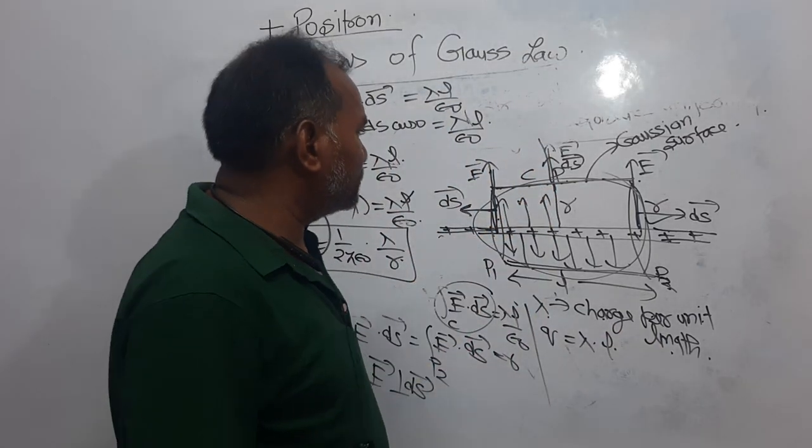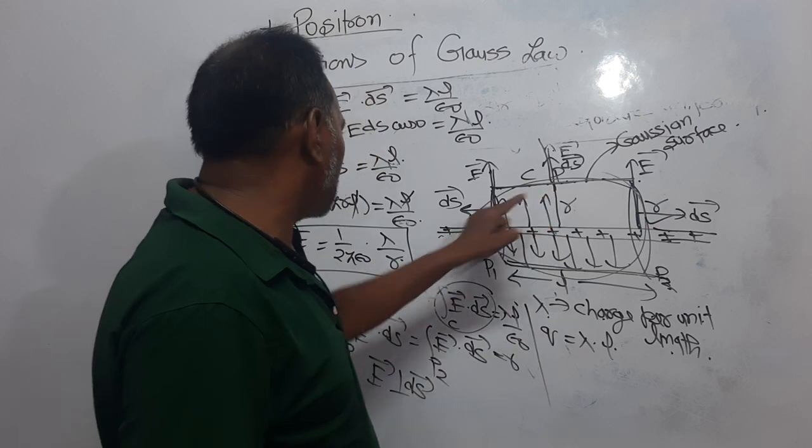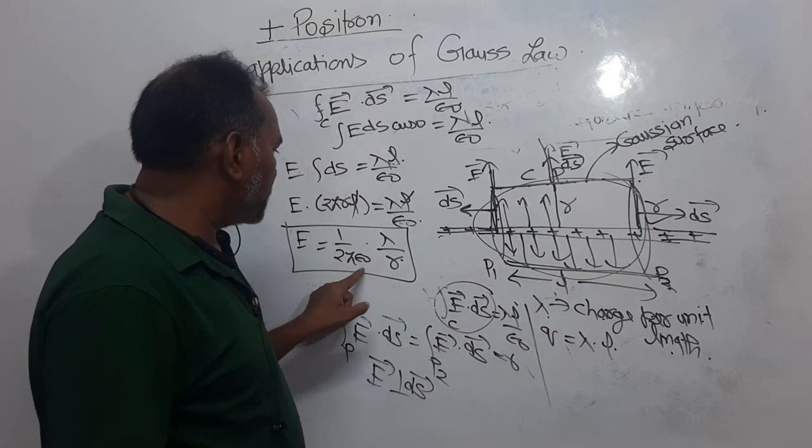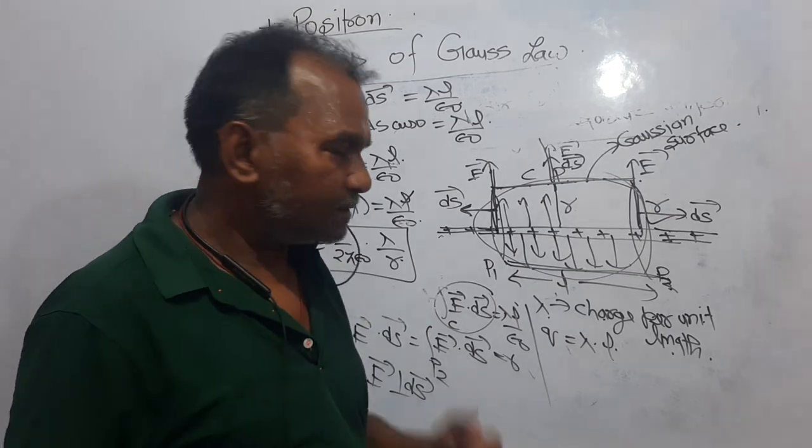Electric field at point P, which is R distance away from the wire, E turns out to be E is equal to 1 upon 2 pi epsilon naught lambda upon R.